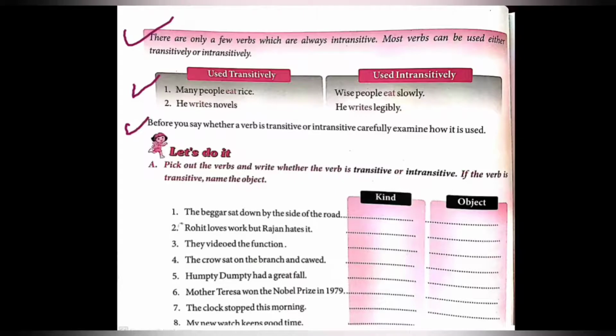Before you say whether a verb is transitive or not, carefully examine how it is used. So what you have to do? You have to read it once or twice, examine it, and then decide how it is used. This is your homework, right? You have to solve the exercises of this chapter.